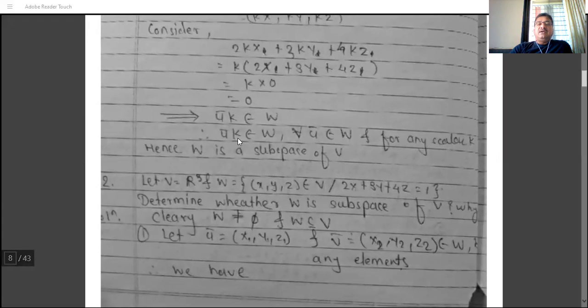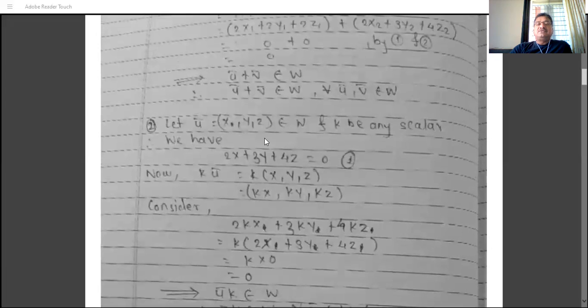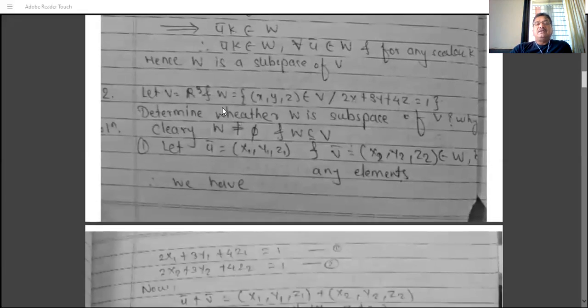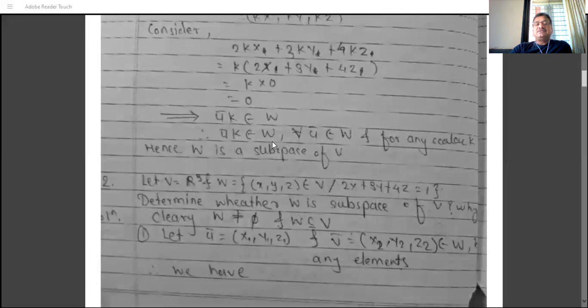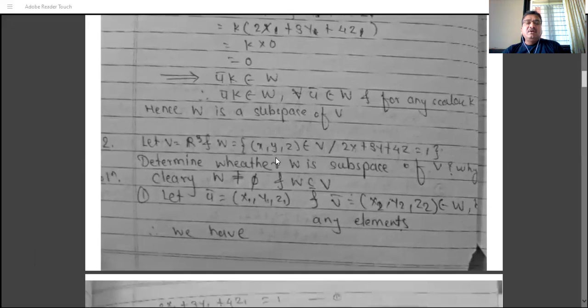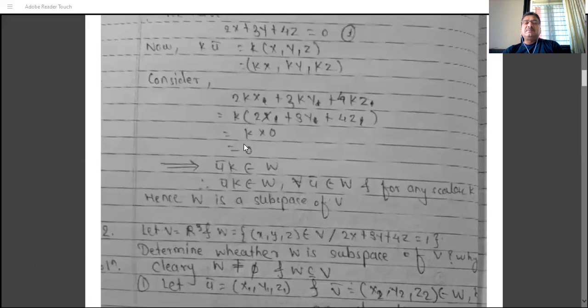Therefore K into U bar belongs to W for all U bar belonging to W and for any scalar K, because U bar and K are any vector and any scalar, and that's why it's true for all vectors of W and all scalars K. Hence W is a subspace of V.